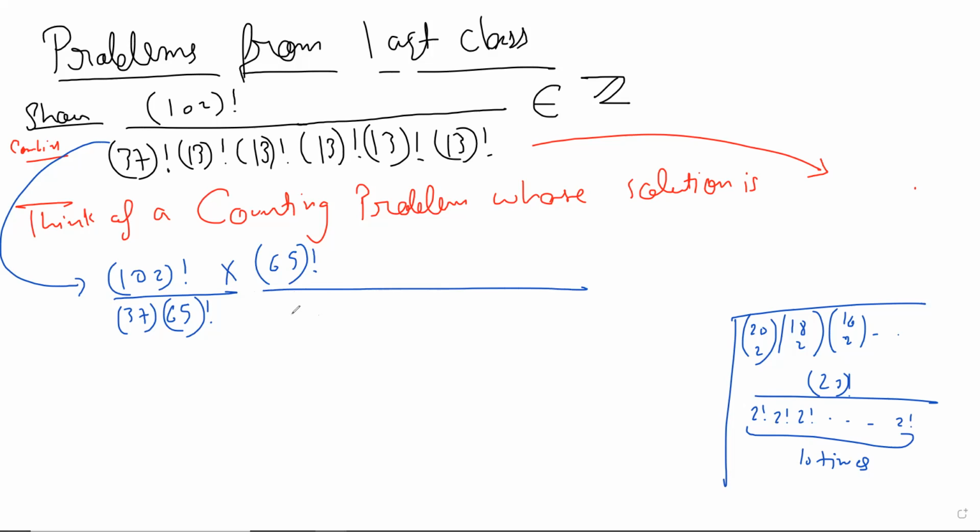So yeah, let's see. Yes, that's a good first step. So what's next? Let's think. This is obviously just 102 choose 65, or 37. You can say either. So now at least the task is smaller. Now we just need to show that this is an integer.